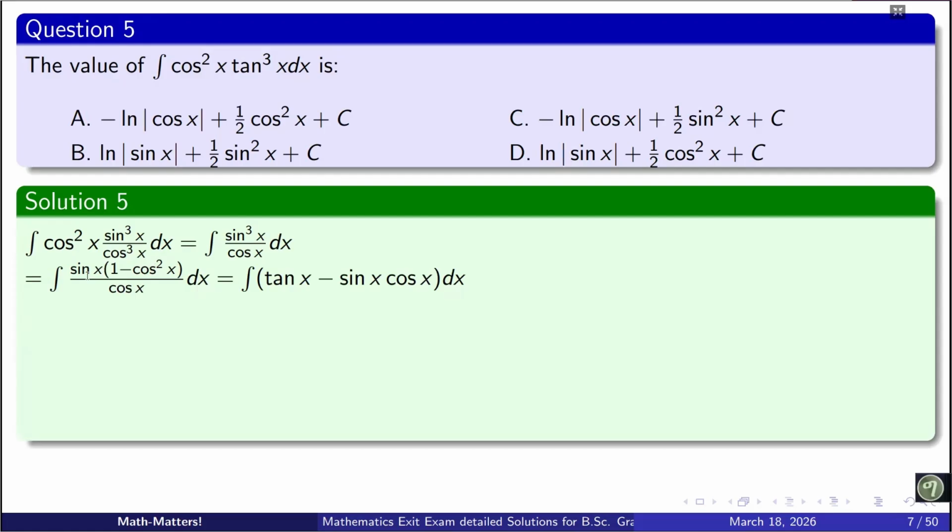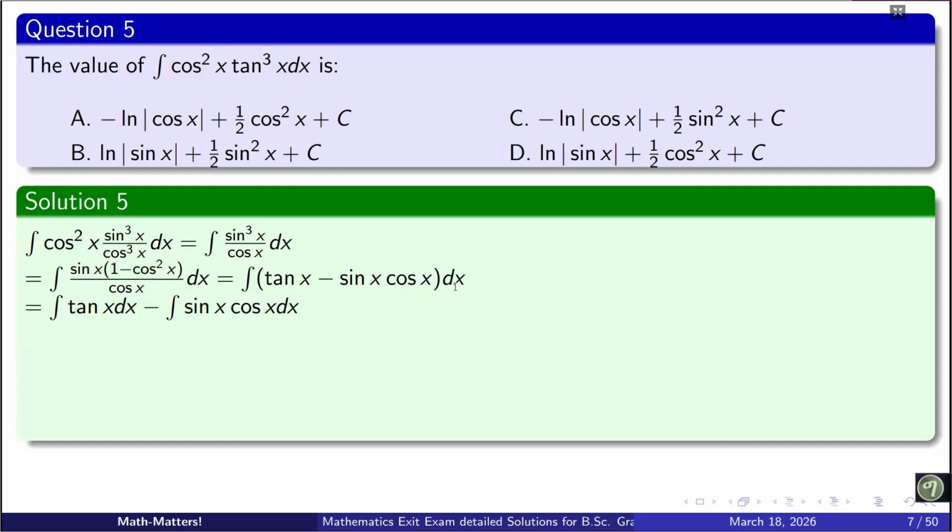Then distributing sine x over 1 minus cos squared x, we have sine x times 1 is sine x over cos x, which is tan x. And when we multiply sine x, cos squared x over cos x, we can cancel and we have minus sine x cos x dx.